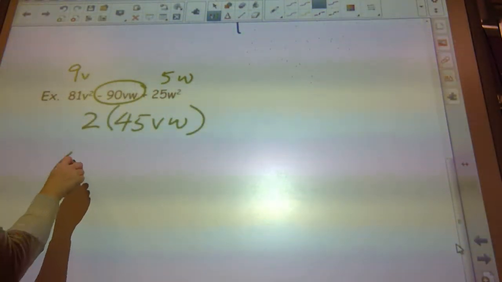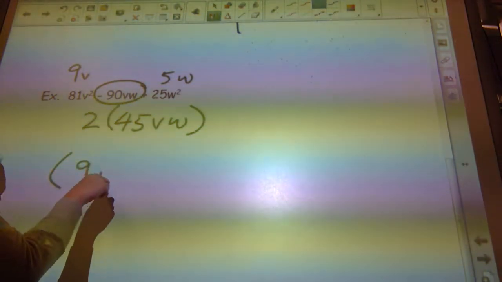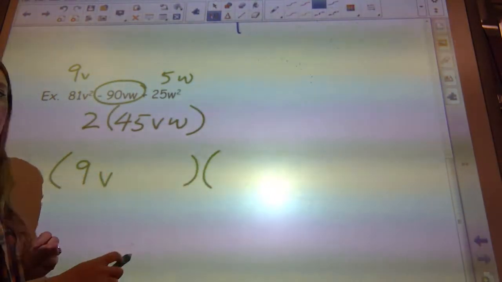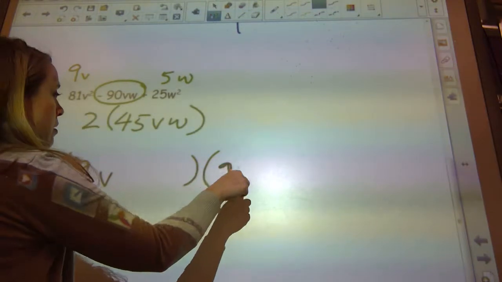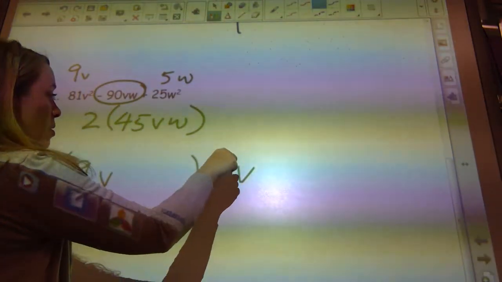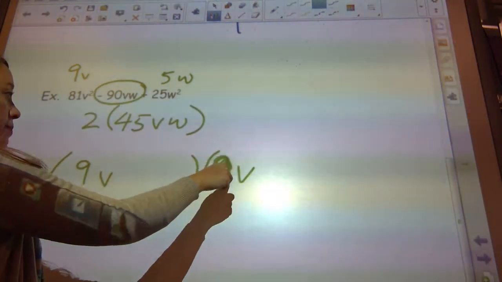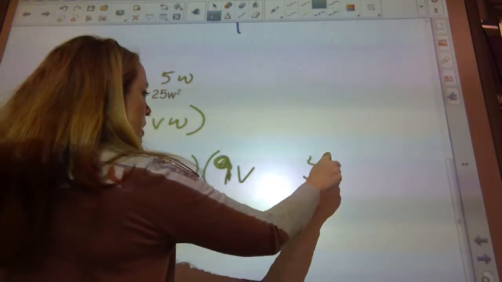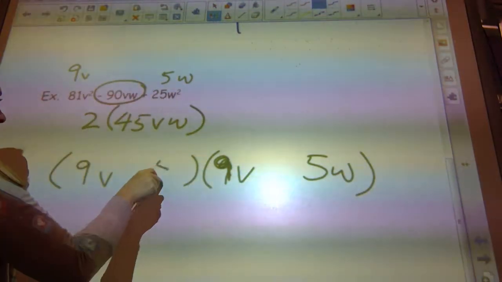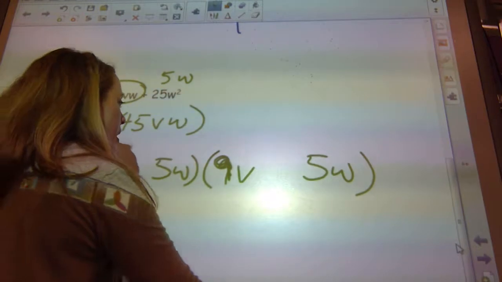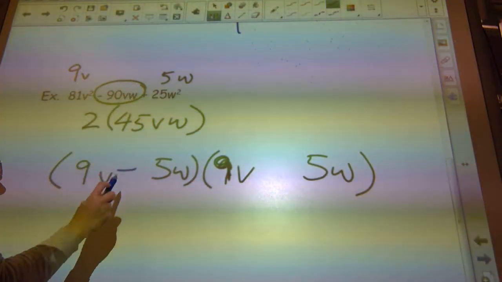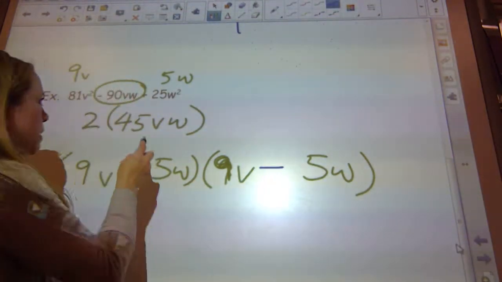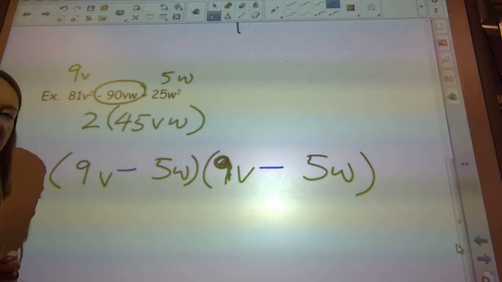Now, as we talked about before, when you're factoring these, you've got to really watch these signs, okay? So I'm going to have 5w here. I'm going to have 5w here. And I know that this one has to have a minus in each of these because I have a minus right here. That's a negative.